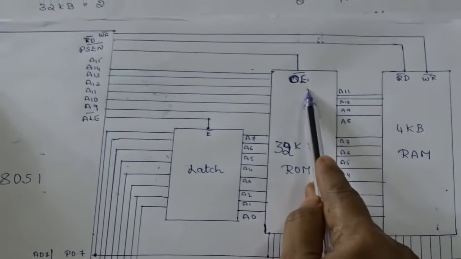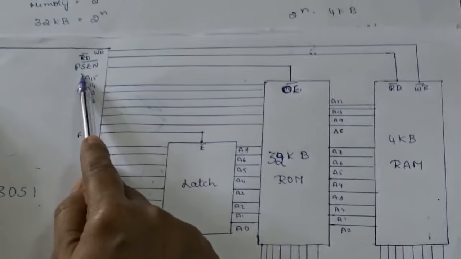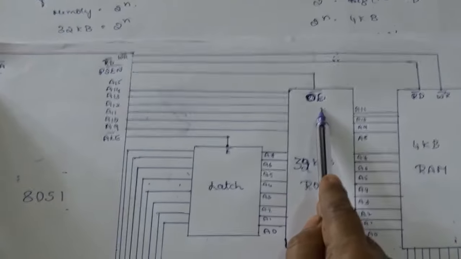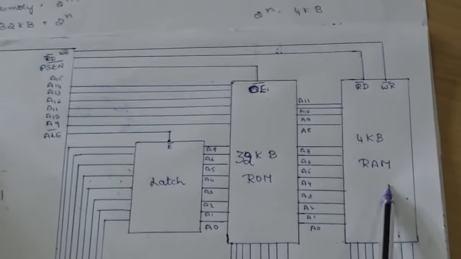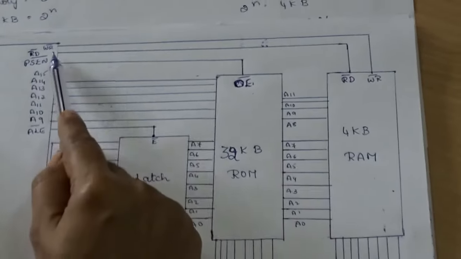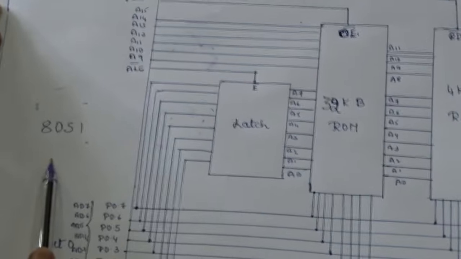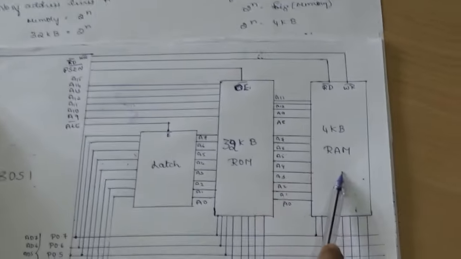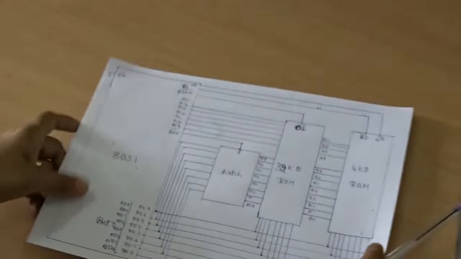Then we know that in ROM, just read operation is possible. So program store enable pin of 8051 microcontroller has to be connected to enable pin of ROM. And in RAM, both read and write operations are possible. So read bar and write bar pin of 8051 microcontroller have to be connected to read bar and write bar pin of RAM. This completes the connection.